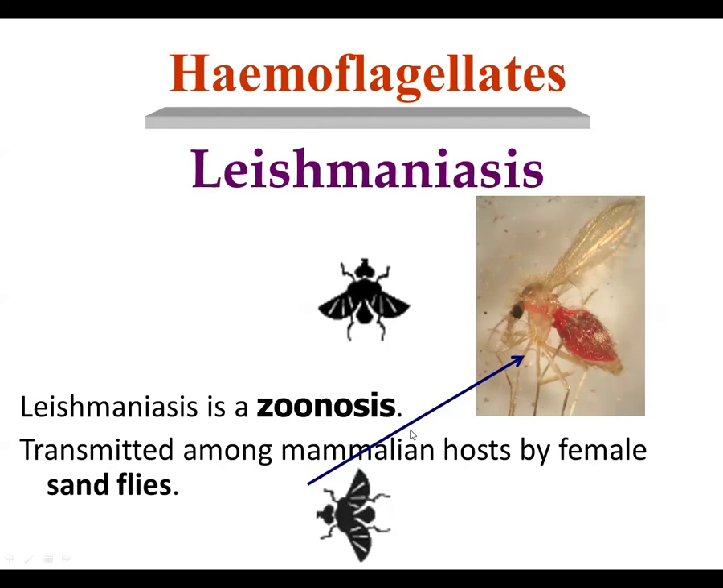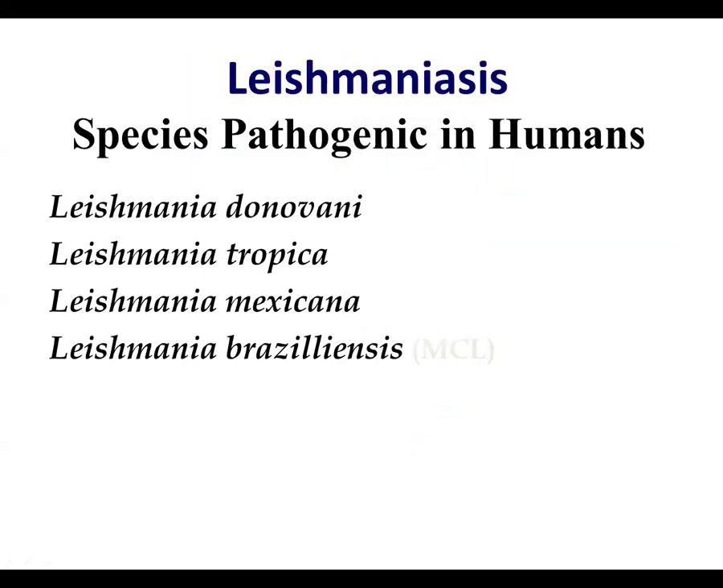It's a zoonotic disease. The vector is involved in the transmission of the disease. Leishmania is a parasite which is causing leishmaniasis, and the transmission is via a vector, which is the sandfly, the female sandfly. It is transmitted to the mammalian host by a female sandfly. There are different species of Leishmania: Leishmania donovani, Leishmania tropica, Leishmania mexicana, Leishmania brasiliensis.